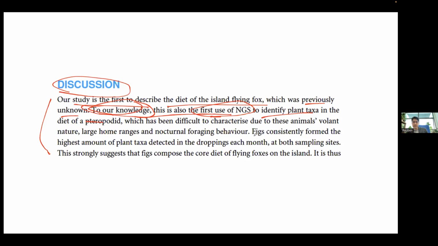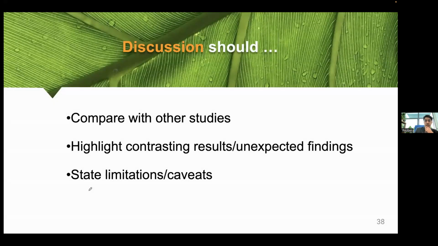So you identify the plant taxa and put it. And you summarize the results here shortly. We found that figs had the highest amount of plant taxa in the droppings. And this strongly suggests that figs composed the core diet of flying foxes on the island. So this is a nice summary paragraph for your discussion, and then you go on to discuss each objective, whether you met them or not.